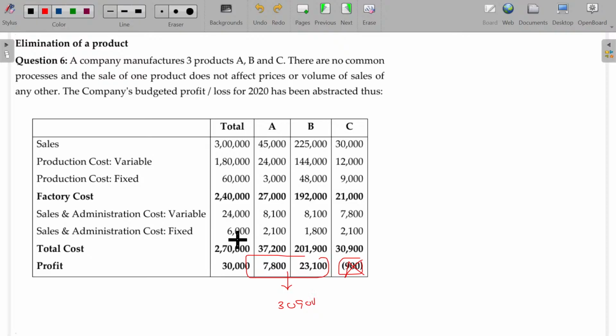You have to prepare the marginal cost sheet. Marginal cost sheet is nothing but the thing what we have learned here. Let's start with sales, variable cost, contribution minus fixed cost. You will get the profit or loss.